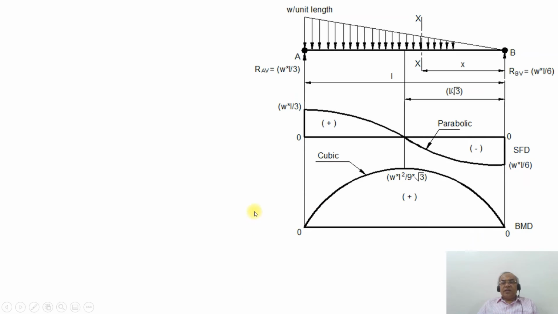So you are going to get the x from B. That means the SF at a distance x from B will be equal to, at this point, how do you find that out? That will be equal to minus WL by 6, plus W into x square by 2L, which is equal to 0.